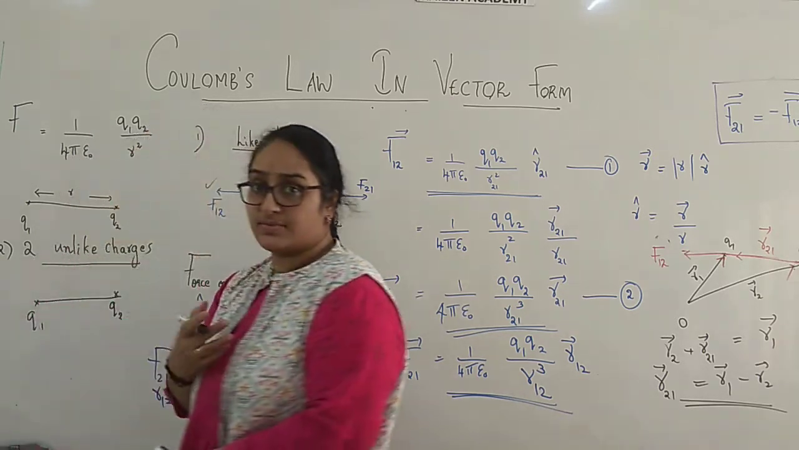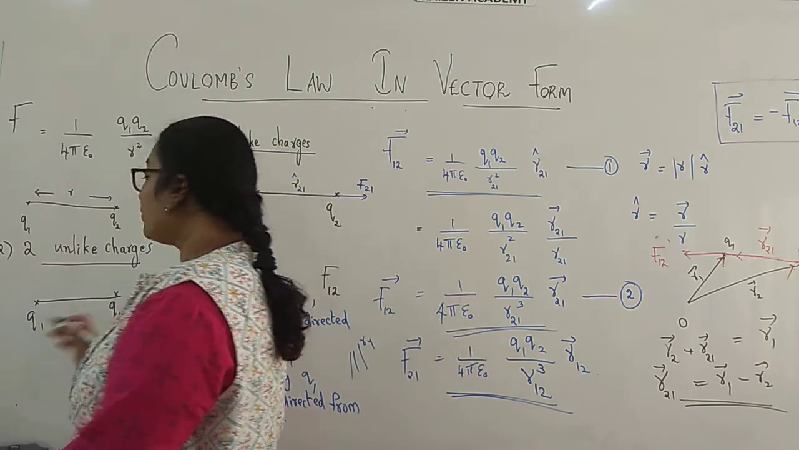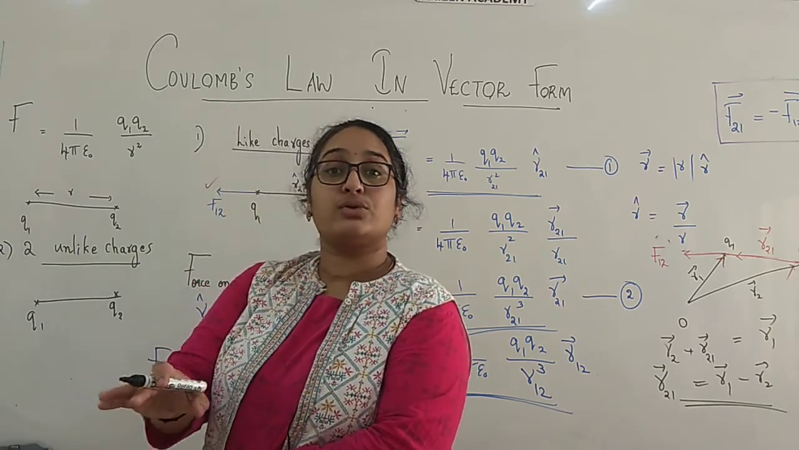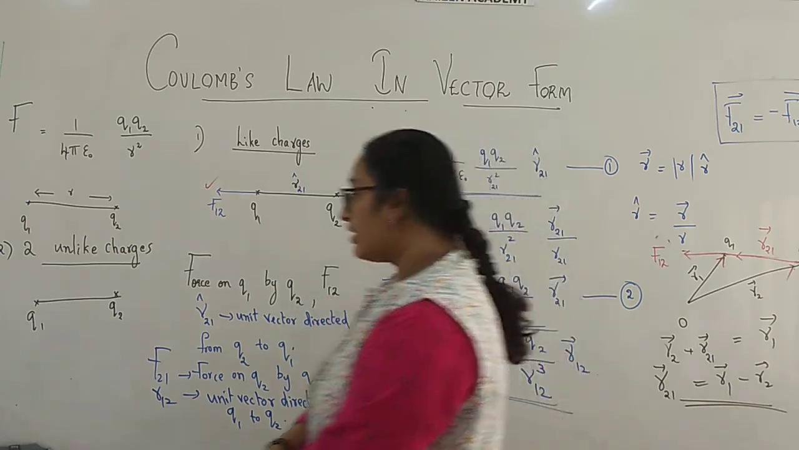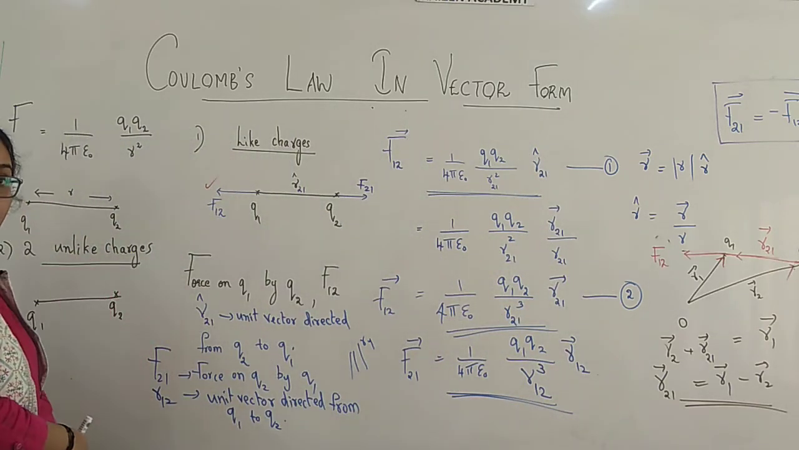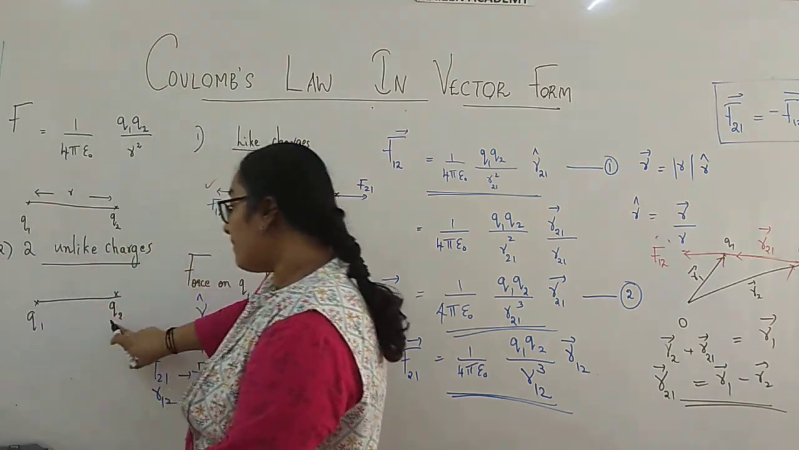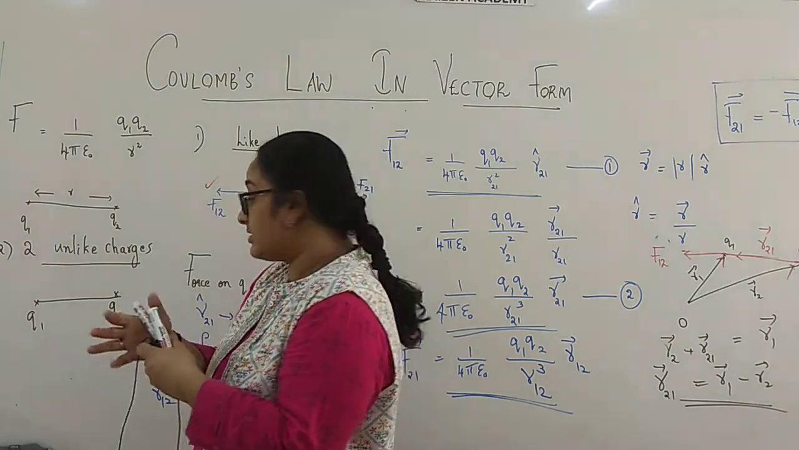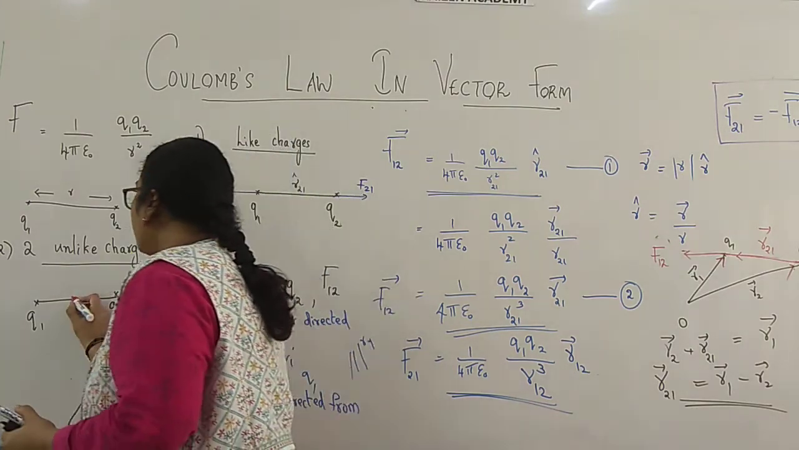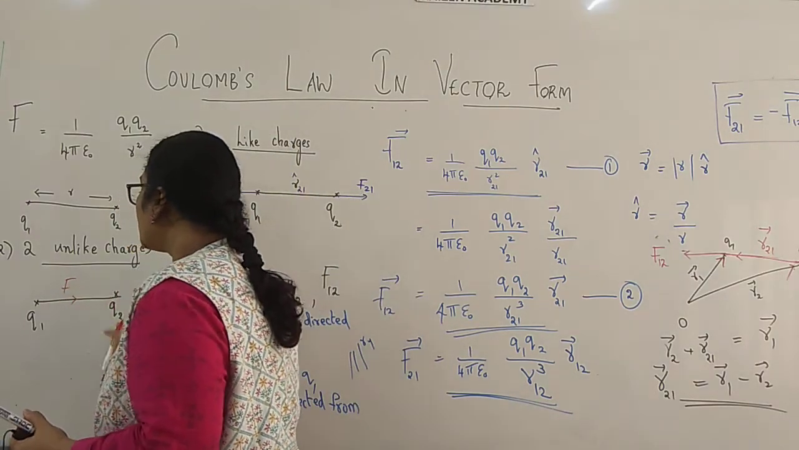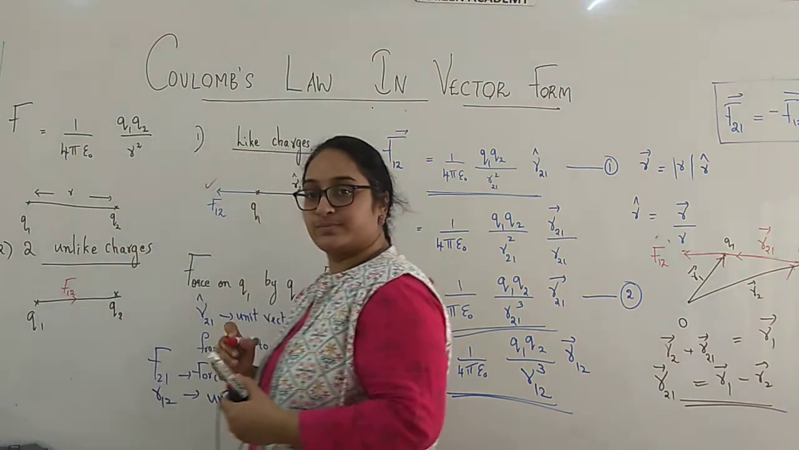Between two unlike charges, we know that it is an attractive force. Suppose I am going to draw the force on Q1 by Q2. It is represented the same way: force on Q1 by Q2 is called F12 only. How will I represent F12 here? It is attraction here, unlike charges. So Q2 will attract Q1. Force on Q1 by Q2.